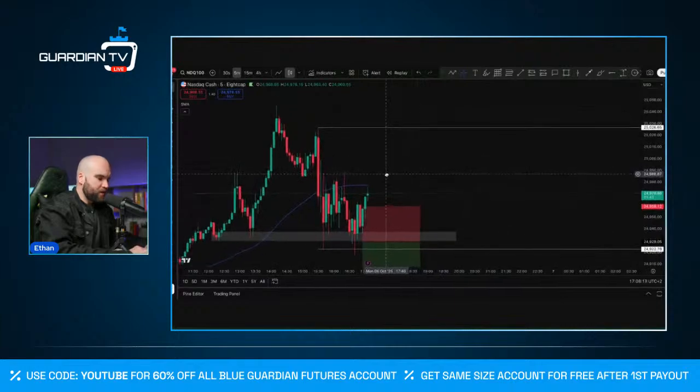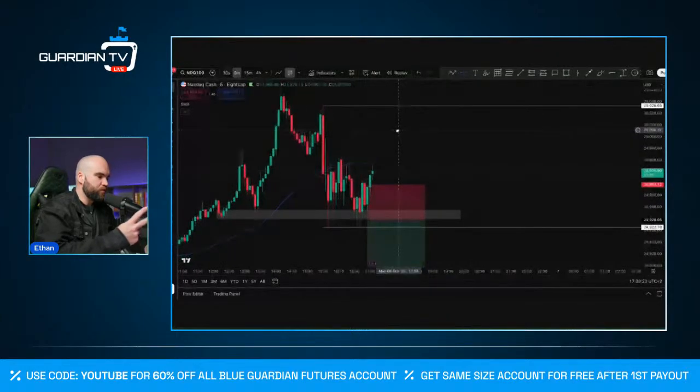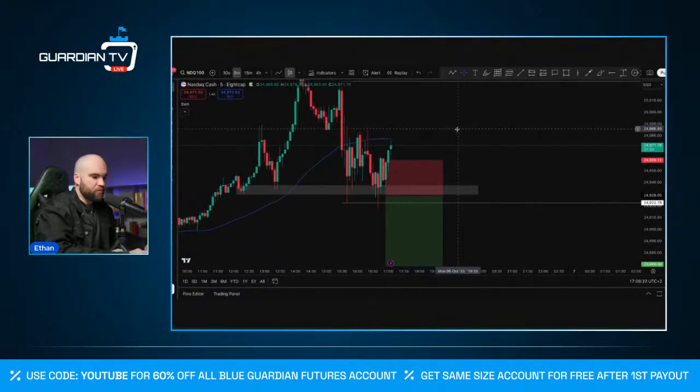So I simplified everything to simply looking for 2 zones that we're looking for a breakout from. Okay. And we want to trade generally with the trend as well.